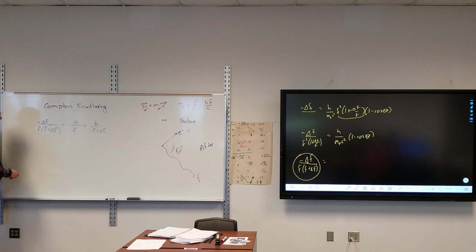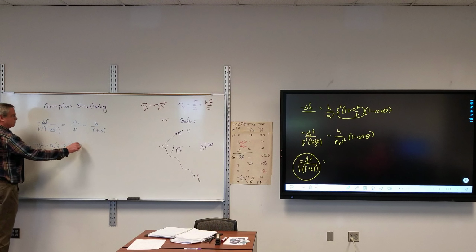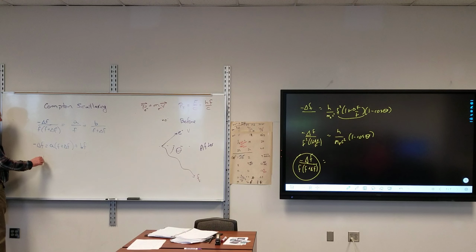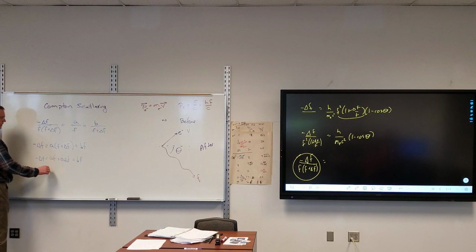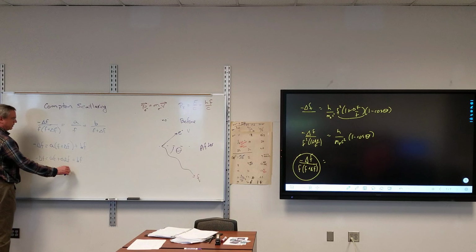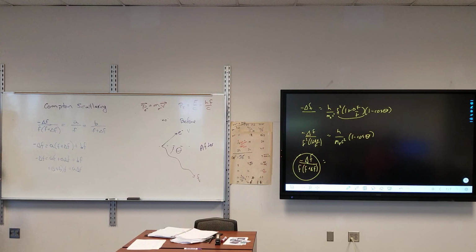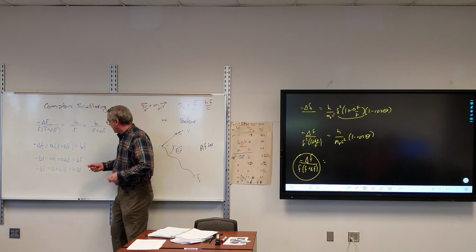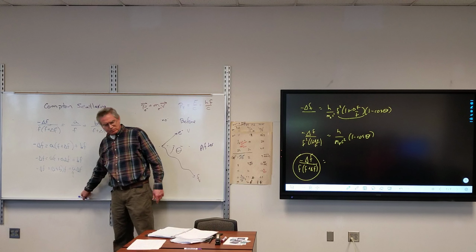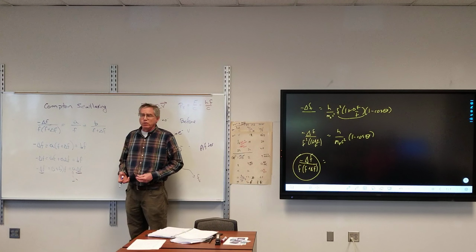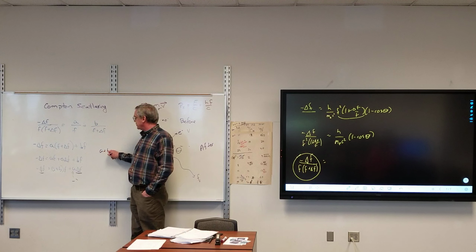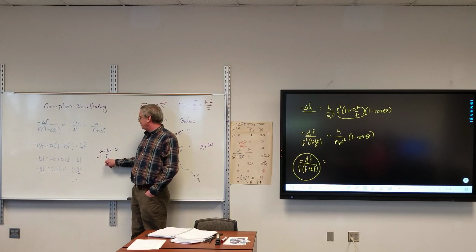I multiply everything by the common denominator, and so I get negative delta F equals A times F plus delta F plus B times F. So I have negative delta F is equal to AF plus A delta F plus BF. So that's equal to A plus B times F plus A delta F. I know that if this equation works for any frequency and change of frequency, the only way it works is if A is negative 1, because I have a delta F here and delta F here, the coefficients have to be the same, and A plus B must be equal to 0. So if A is negative 1, B would have to be 1.